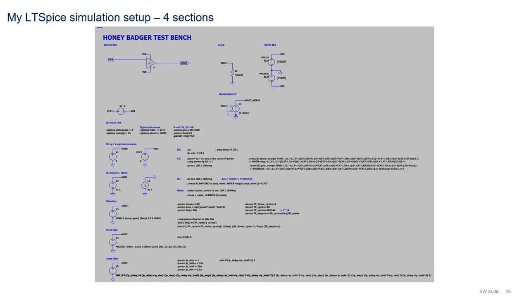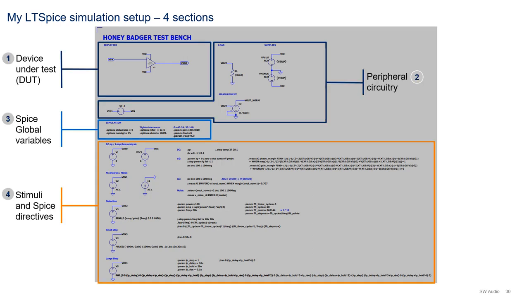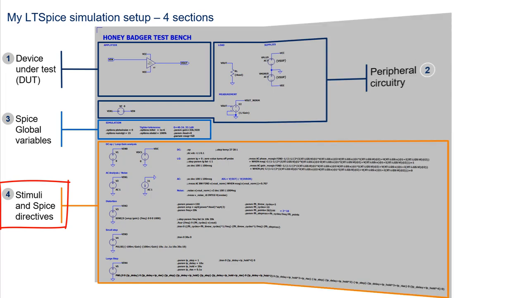The picture below shows the top level of my LTSpice setup. Currently, it is rigged to test the DIY audio Honey Badger amplifier. The setup consists of 4 sections: 1, the device under test; 2, peripheral circuitry; 3, SPICE global variables; 4, stimuli and SPICE directives.